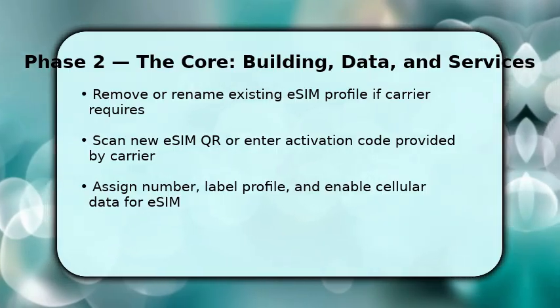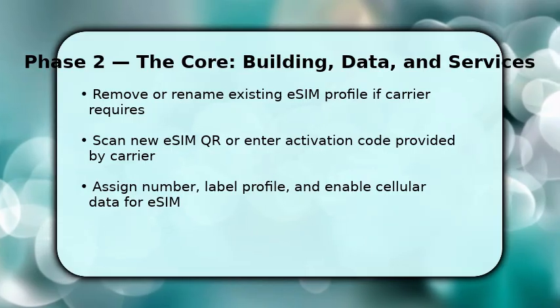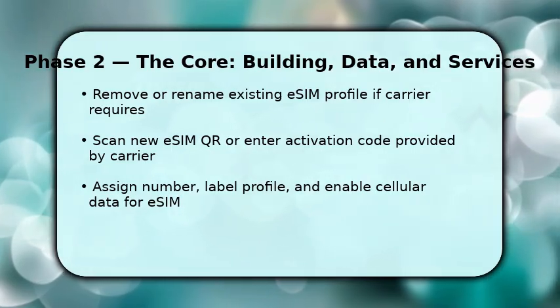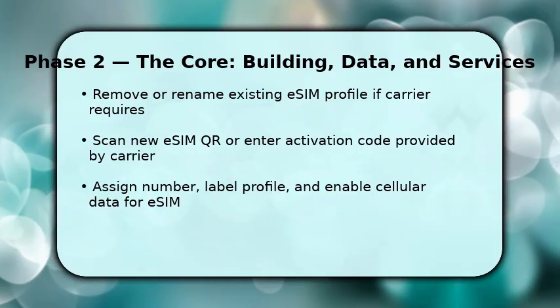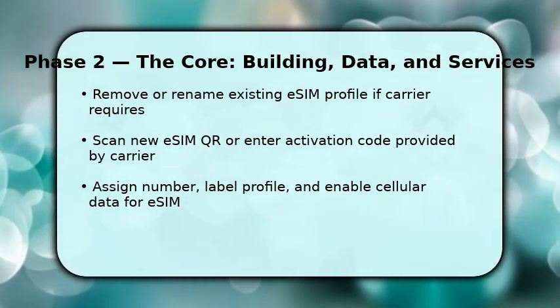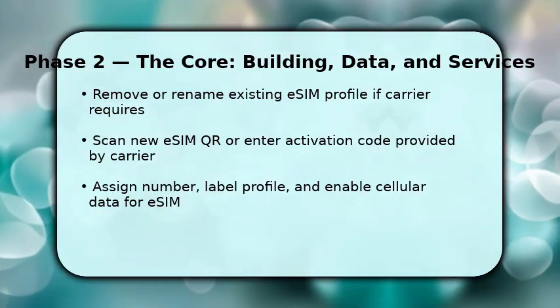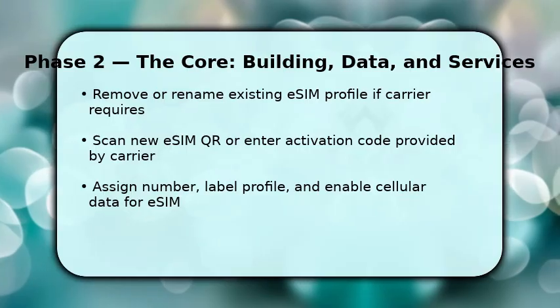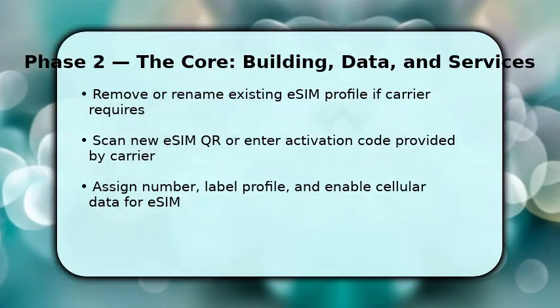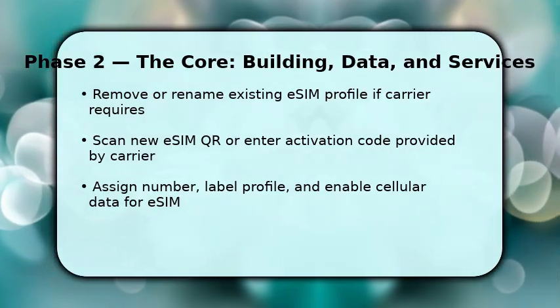Next, choose Add Cellular Plan and scan the new QR code or manually enter the activation code. This links the new number to your device. During setup, label the plan so you can distinguish lines and set it as primary or secondary for calls and data. Make sure to allow the carrier profile to install. This can take a minute or two.